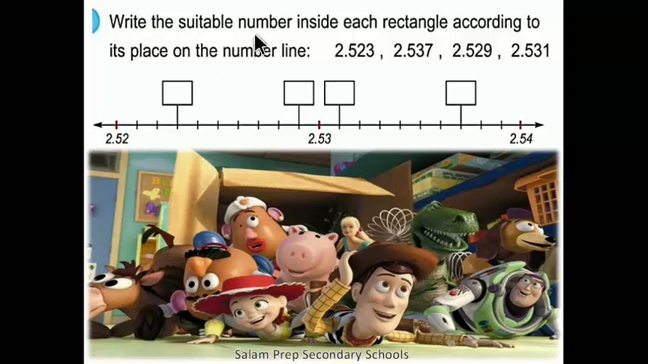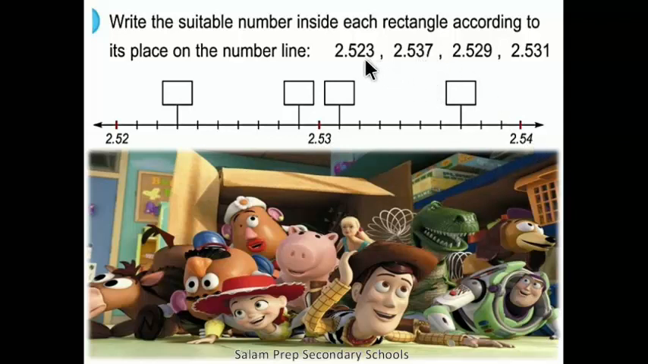Write the suitable number inside each rectangle according to its place on the number line. This is a number line. Begin with 2.52 and end with 2.54. Okay? 2.52, 2.53, 2.54. Look, the decimal part is 2 digits. Okay? The decimal part, 2 digits.